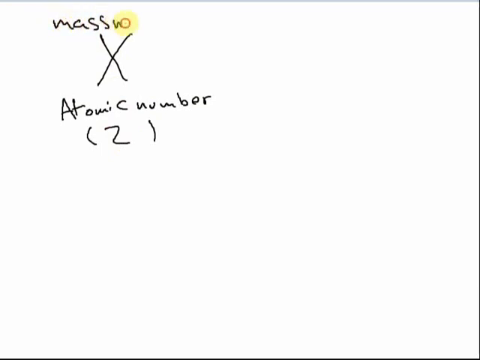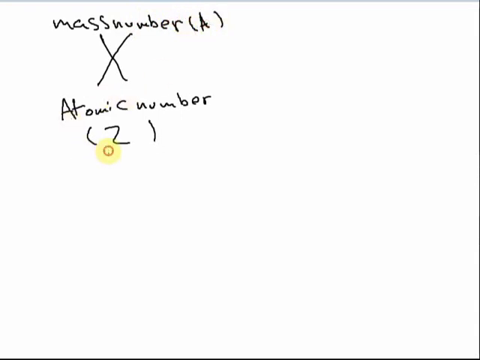If we suppose that we have element X, it has an atomic number, which is represented by the symbol Z, and a mass number, which is represented by the symbol A.